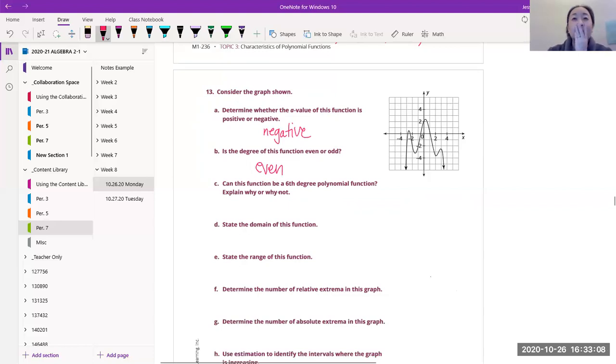All right, now, can this function be a 6th degree polynomial? Well, let's find out. We look at how many zeros we have: 1, 2, 3, 4. Yeah, it could be. To tell you a tip, if you see the number of turns, it could help you. The number of turns is 1 less than whatever the degree is. So if you have 1 turn, 2 turns, 3 turns, 4 turns, 5 turns, that means this has to be a 6-degree polynomial at least. It could be like 8, but it's at least going to be a 6-degree polynomial. So yes, it could be, because it has 4 x-intercepts.